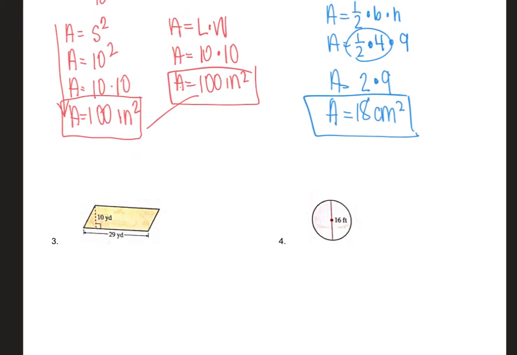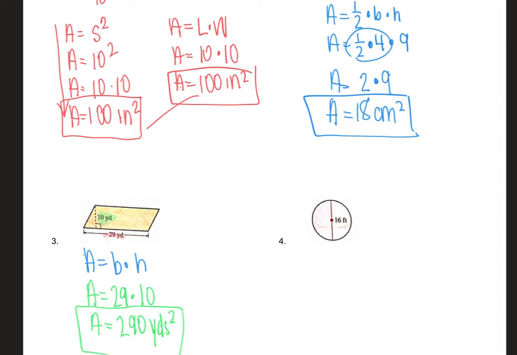Okay, now a parallelogram, which I also have to put on there, falls under the same rules as rectangles. So my formula is base times the height. So similar to a triangle, but without that 1/2. So my base is 29. My height is 10. I'm going to plug that in. A equals 29 times 10. Notice I keep dragging that A equals down, and I get A equals 290 yards squared.